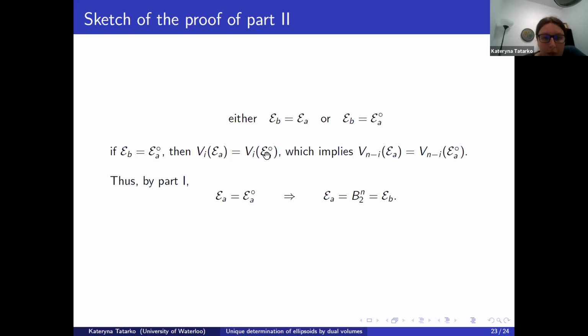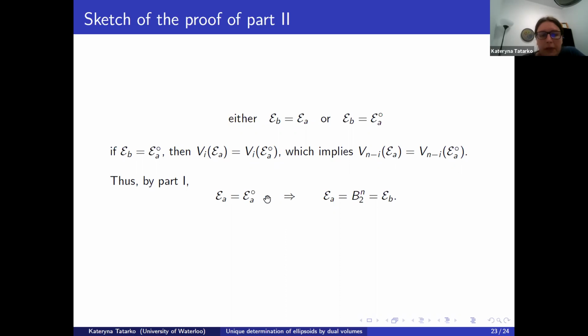So then we are in the situation of the first theorem regarding ellipsoids of revolution, because we have that the following triple of intrinsic volumes coincide. The volumes are the same, and these two intrinsic volumes are the same. The first theorem tells us that in this situation, such ellipsoids must be the same.